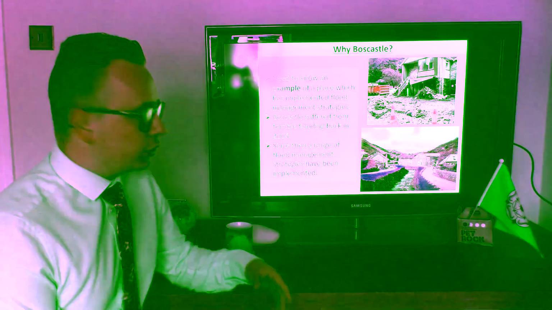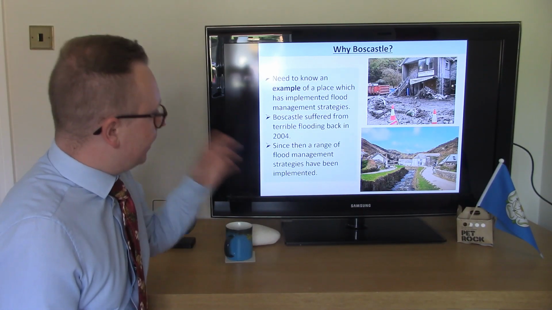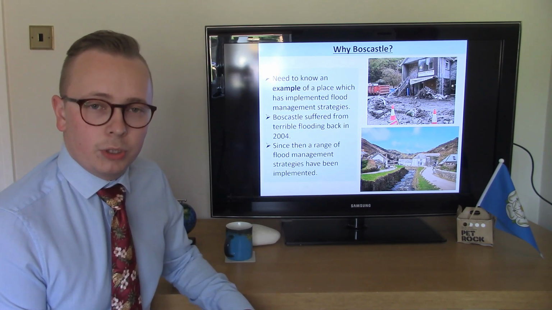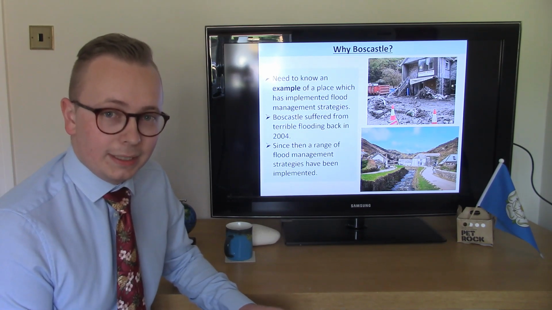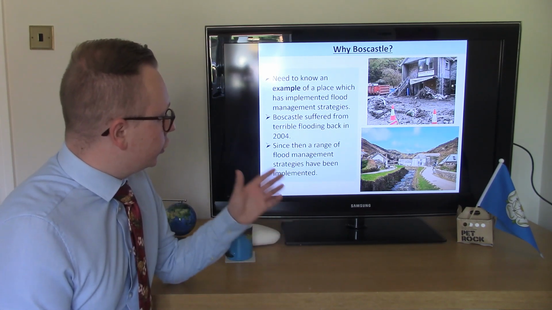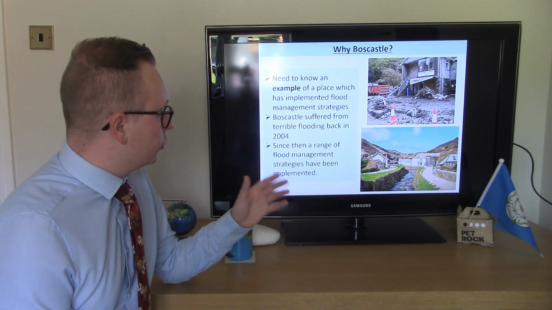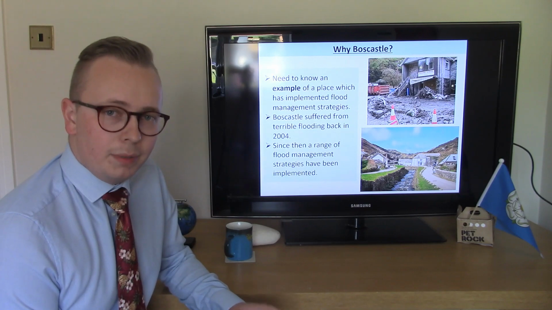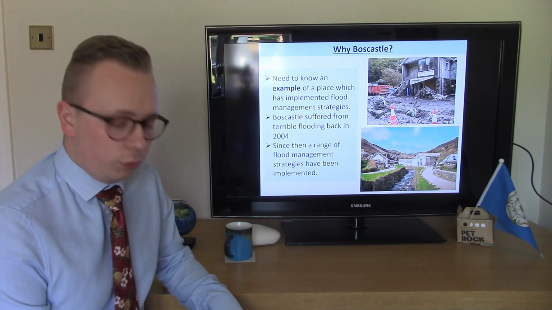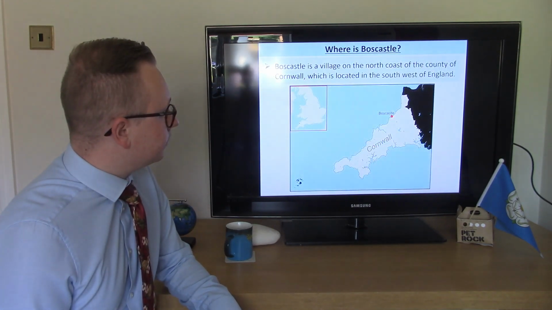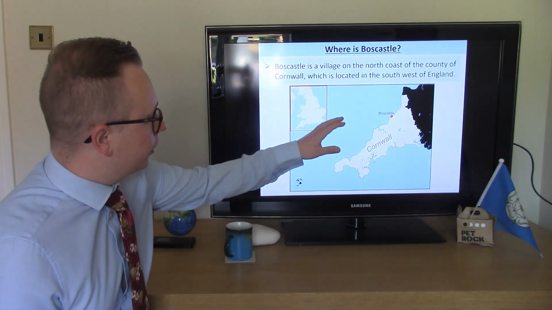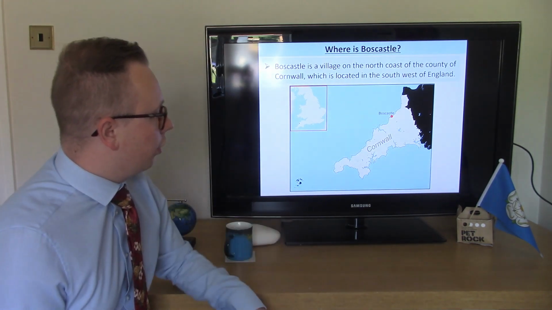So while looking at Boscastle, it's important for us to know an example of a place which has implemented flood management strategies. Some exam questions may well ask you for a specific example. Boscastle suffered from terrible flooding back in 2004, and since then a range of flood management strategies have been implemented to try and reduce flood risk in the future. So where is Boscastle? Well, it's a village on the north coast of Cornwall in the southwest of England.